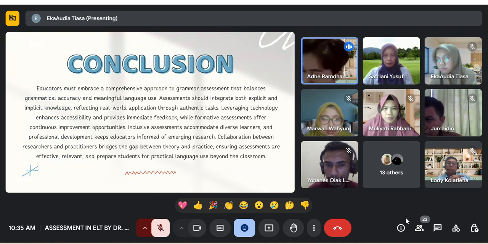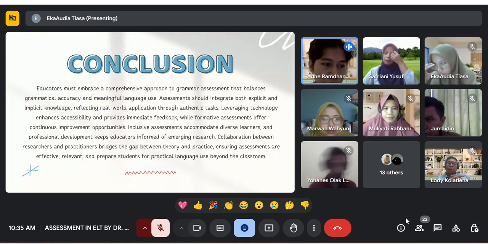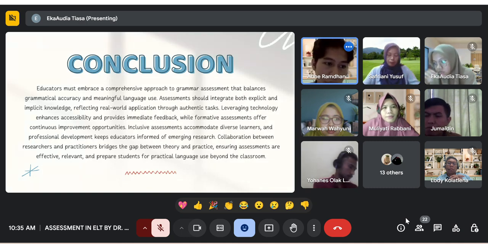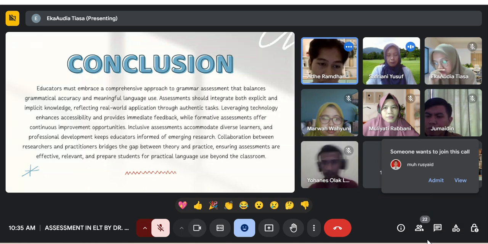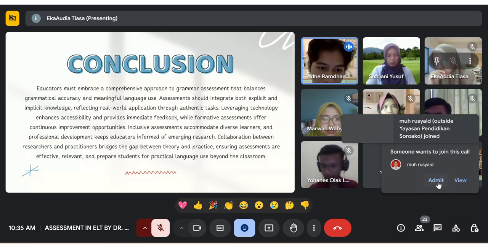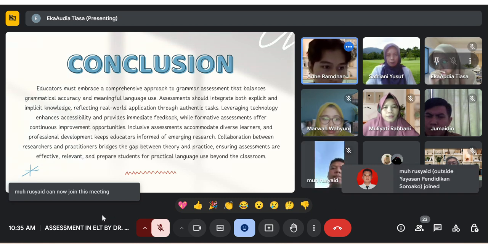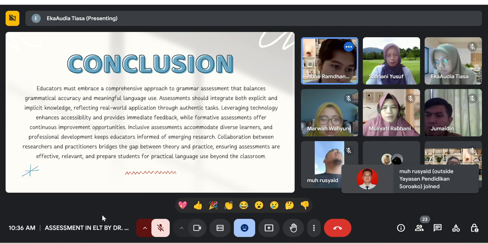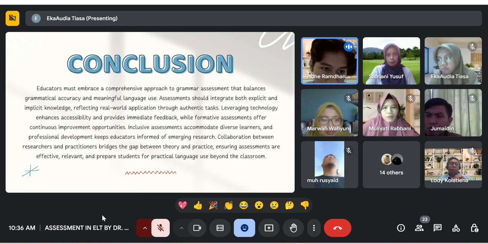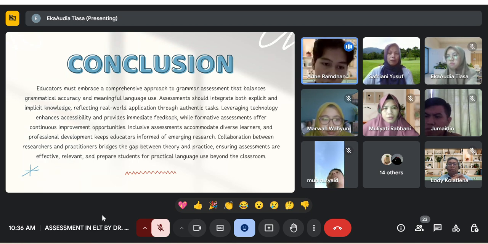Also, a collaboration between researchers and practitioners bridges the gap between theory and practice. So we have to ensure that the assessments are effective, relevant, and prepare students for practical language use beyond the classroom.